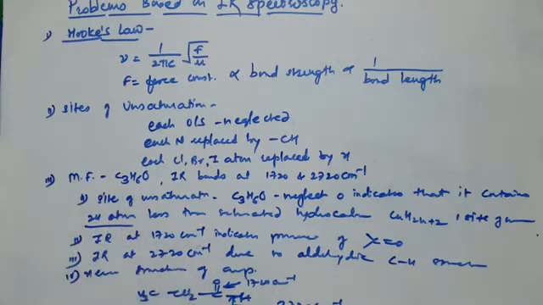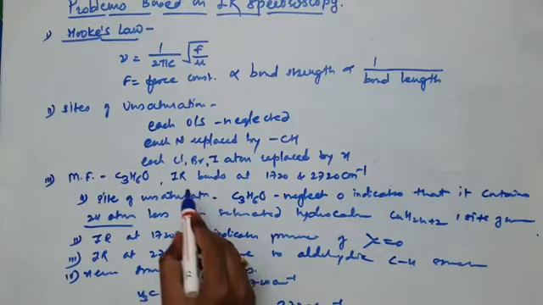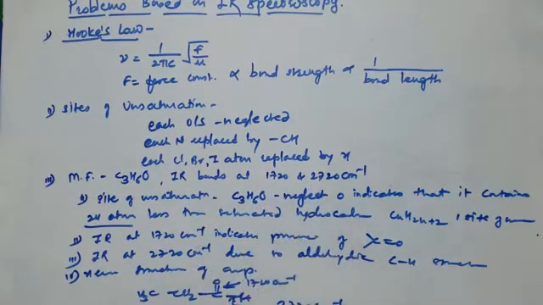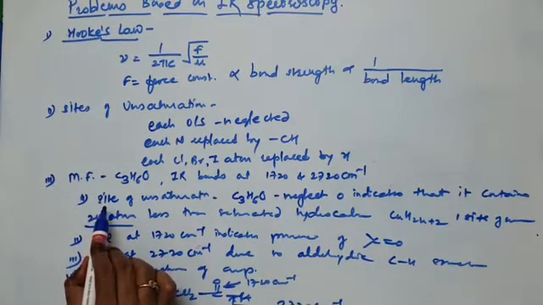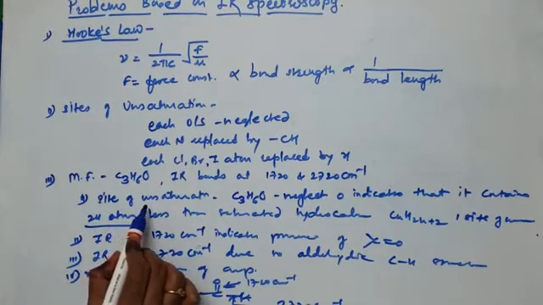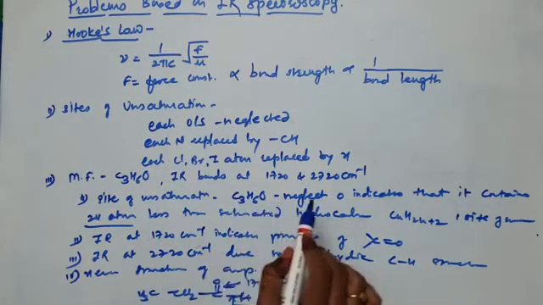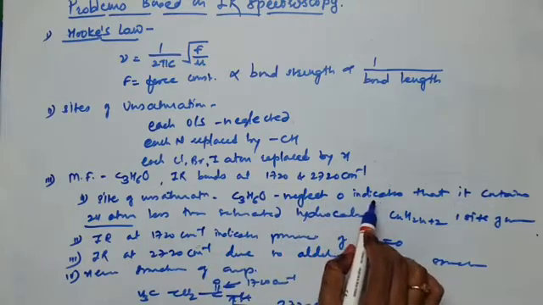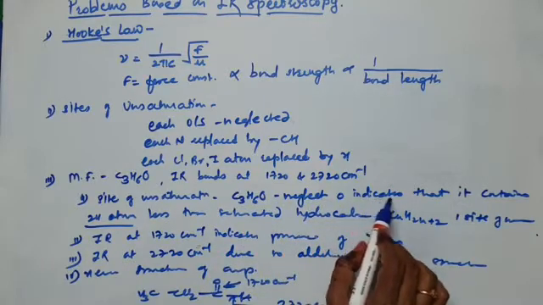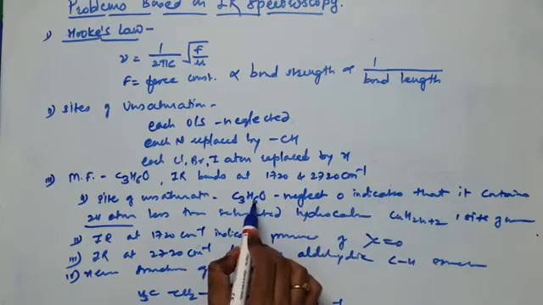The molecular formula of the compound is C3H6O. It shows bands at 1720 cm inverse and 2720 cm inverse in its IR spectrum. Find out the structural formula of the compound. So first we want to find out the sites of unsaturation. In this molecular formula C3H6O, we have to neglect the oxygen atom and the molecular formula becomes C3H6.